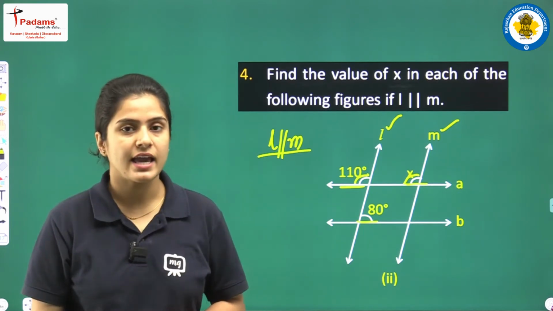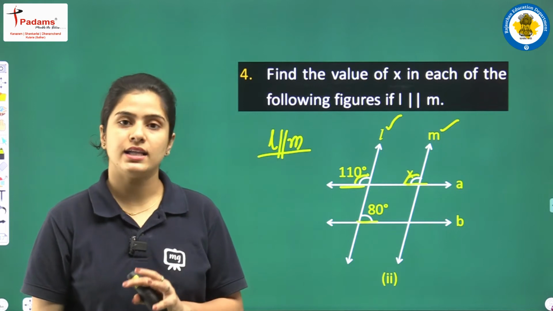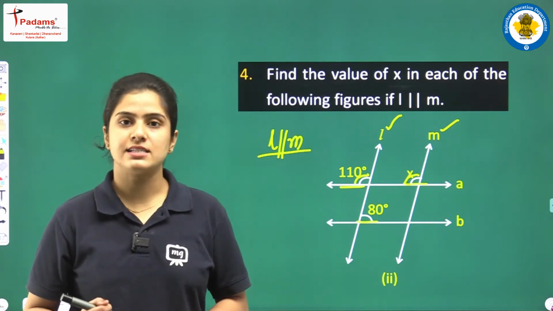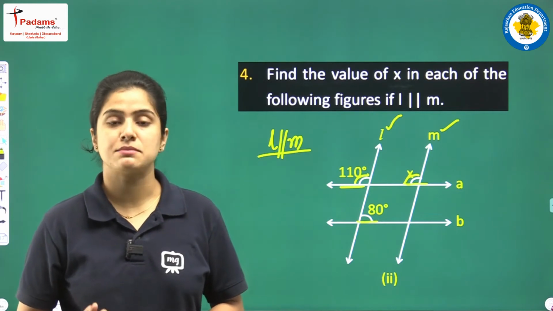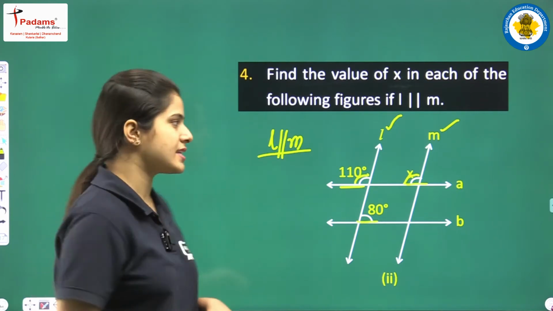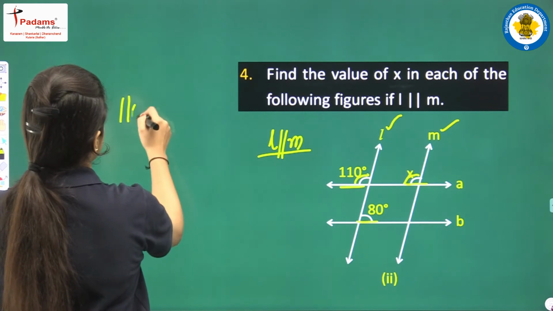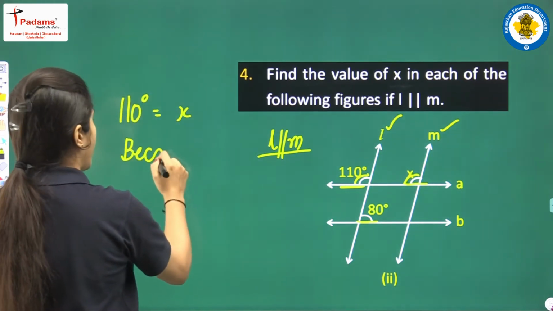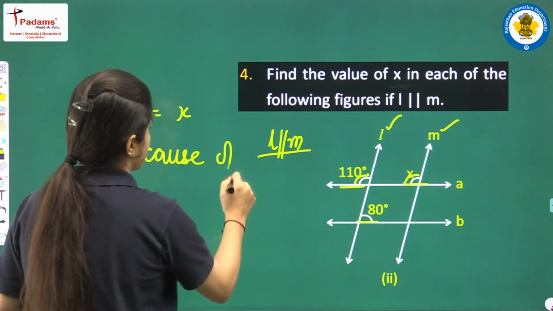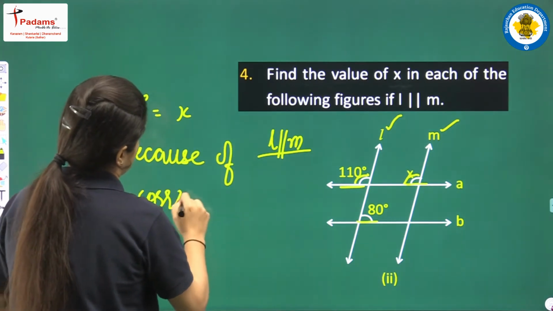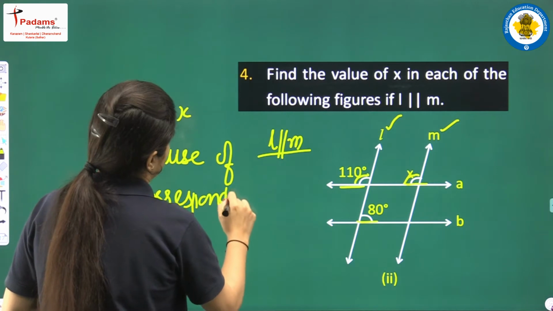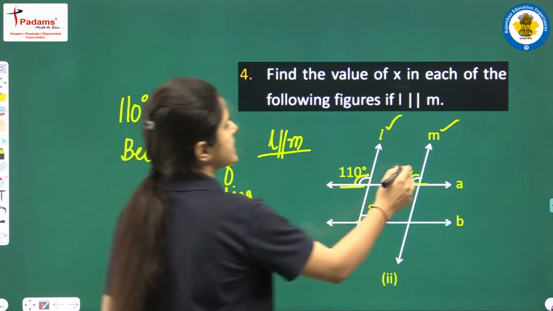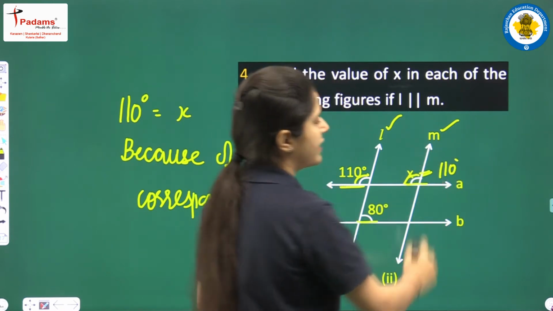इसका मतलब ये है कि अगर हमें 2 lines parallel दे रखी हों तो उन lines के अंदर जो corresponding angles बनते हैं उनका pair आपस में equal होता है. Okay students, so this 110 degree is equals to x because of corresponding angles. Okay students, so in this way this angle x will be equal to 110 degree.